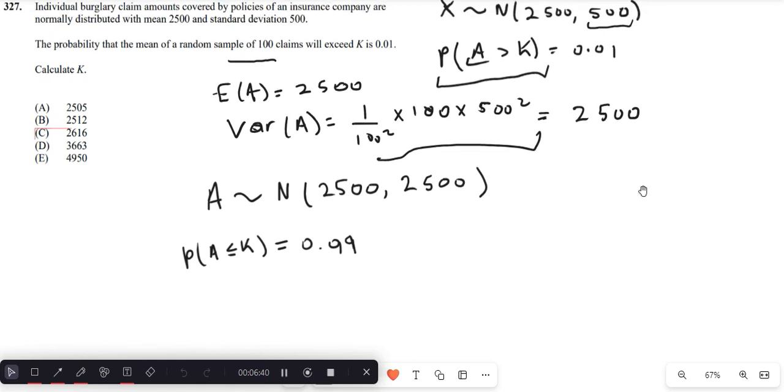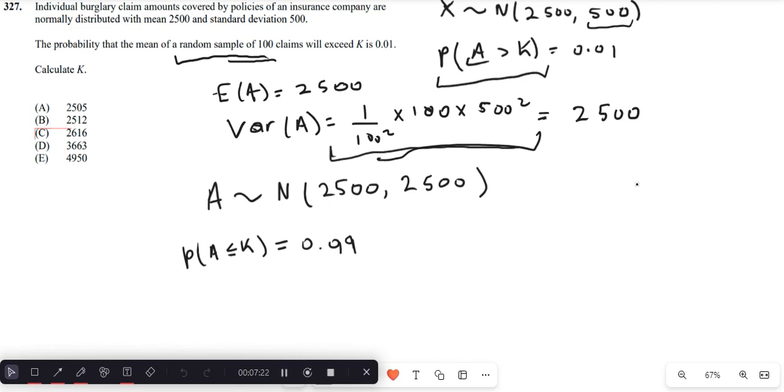One more thing I should have mentioned earlier is the fact that they say a random sample of 100 claims. Randomness implies independence. So that is how we know that among the 100 variables we have independence, and because we have independence amongst them, that is why we were able to use this technique in order to find the variance of A.